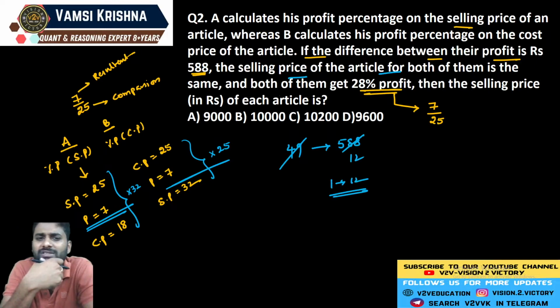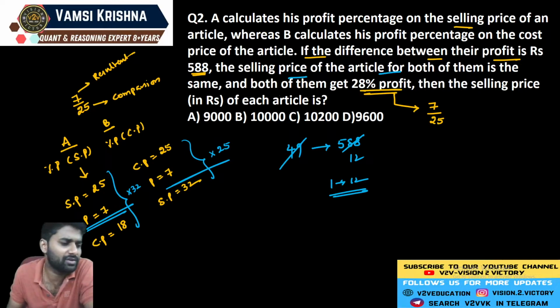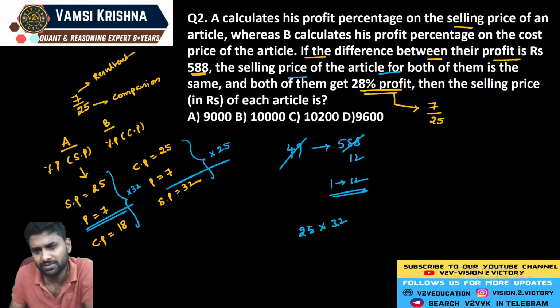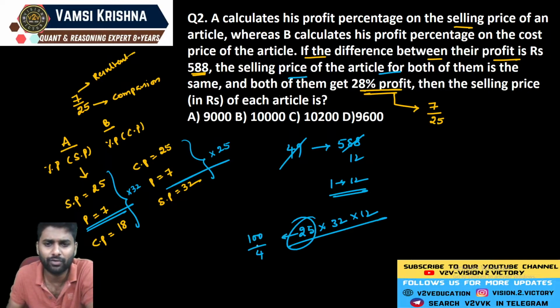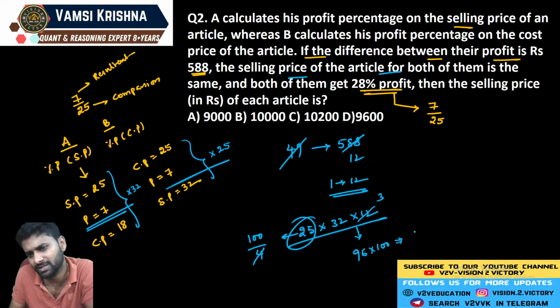Another question. What is the selling price of each article? You already know that selling price is the same for both the articles. Now what is the selling price here? 25 is multiplied by 32, and each unit is equal to 12 rupees. Just multiply them. Guys, be smarter in the calculation. 25 can be taken as 100 by 4. Now you already know that it is exactly 3 times. 32 3s are 96, which is multiplied by 100. Now the resultant becomes 9600.